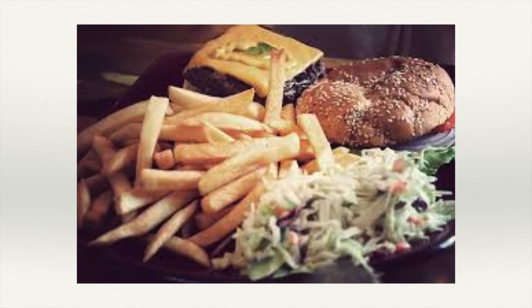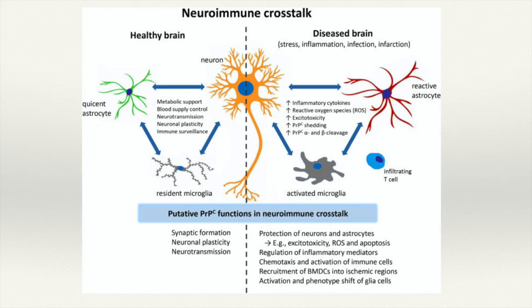A high-fat diet can cause inflammation in the hypothalamus, causing inflammatory damage to neurons in the hypothalamus. With time, a high-fat diet decreases the number of neurons responsible for producing satiety signals in the hypothalamus. This here is a picture of neuroimmune crosstalk.